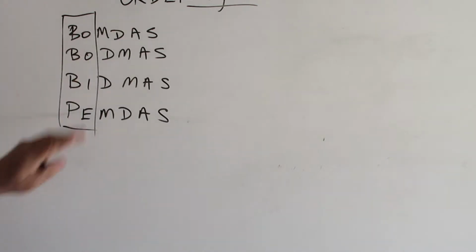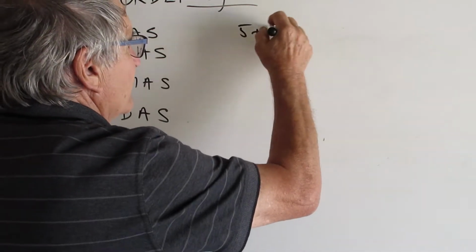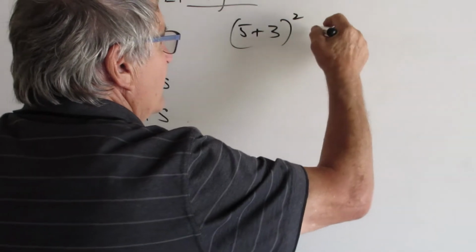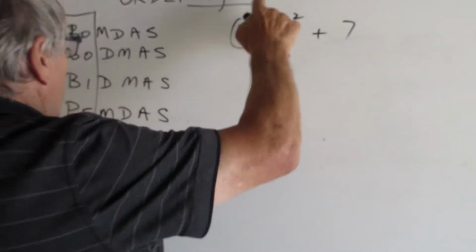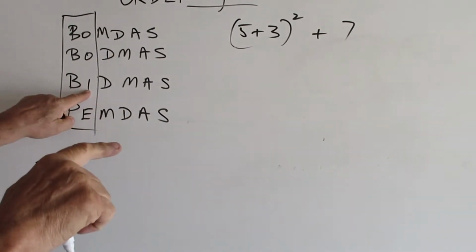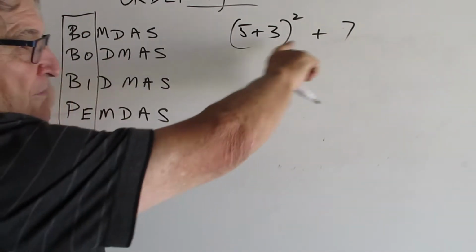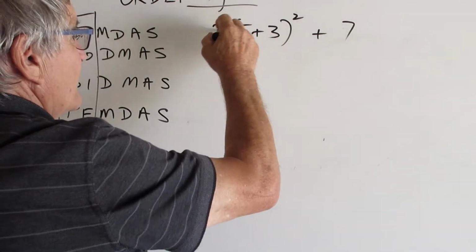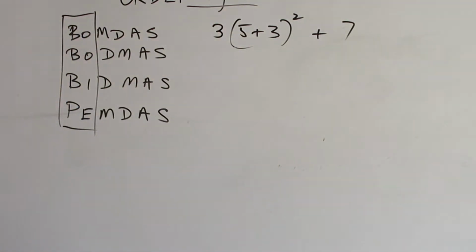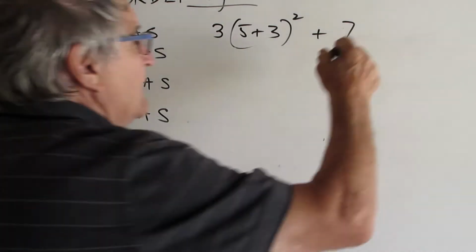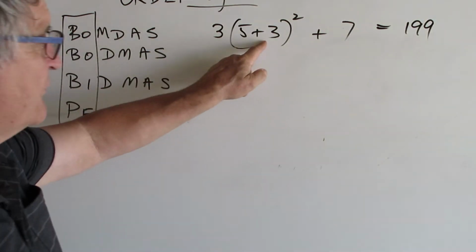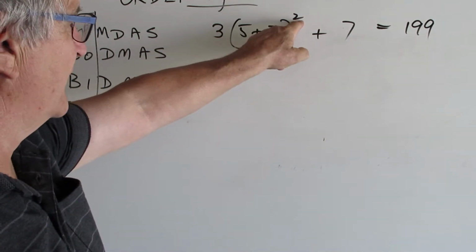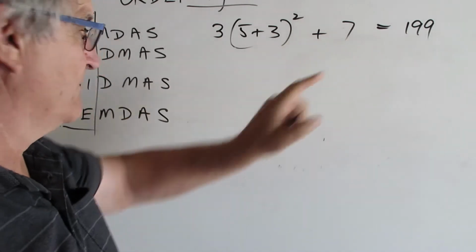And they're easy. If you had 5 plus 3 all squared plus 7, you do your bracket first. 5 plus 3 is 8, then do your index. 8 squared is 64, and then do whatever follows. You might have 3 times that, 3 times 64, 192, plus 7 is 199. So again, brackets first, index next, multiplication, then addition.